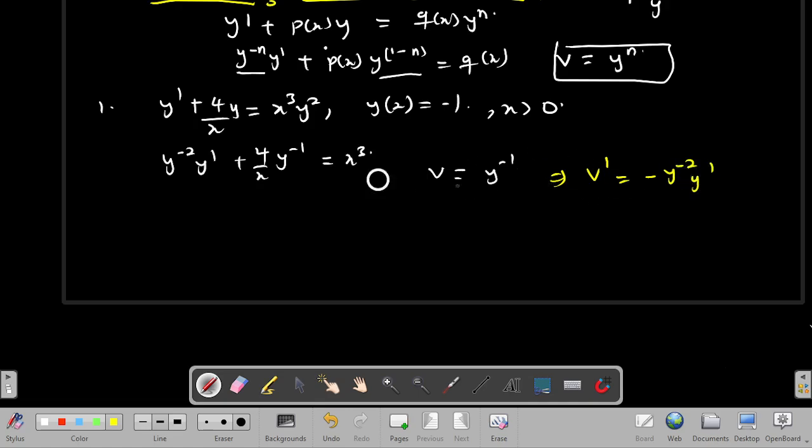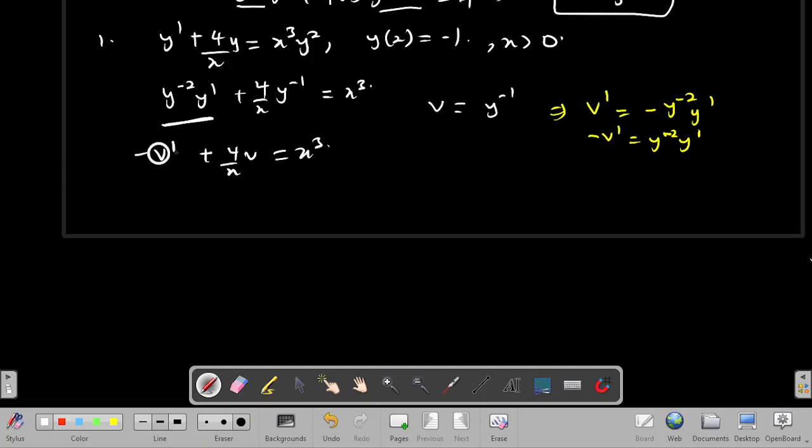Once you have gotten this, we come back to our equation here. Remember that we need to make y to the power negative 2 y prime the subject. Making that the subject, I'll have negative v prime is equal to y to the power negative 2 y prime. Then I come back to my equation and replace this section with negative v prime plus 4 over x, my v, as I have here, is equal to x cubed. Now I've converted my equation from y to v, and now it's a linear differential equation, but I simply have to divide through by negative 1 to make it standard.